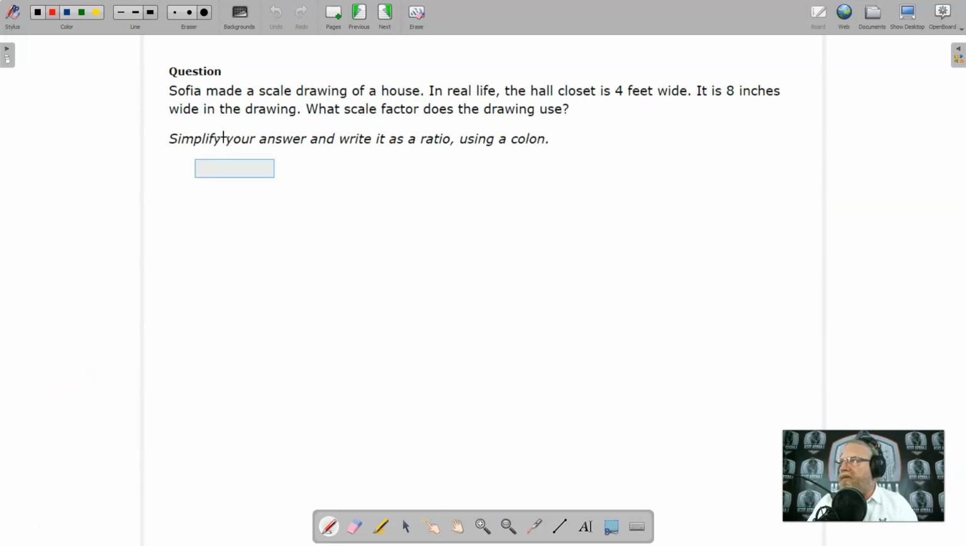Next question. Sophia made a scale drawing of a house. In real life, the hall closet is 4 feet wide. It's 8 inches wide in the drawing. What scale factor does she use? So inches is smaller than feet, so I'm going to start with inches. 8 inches equals 4 feet.